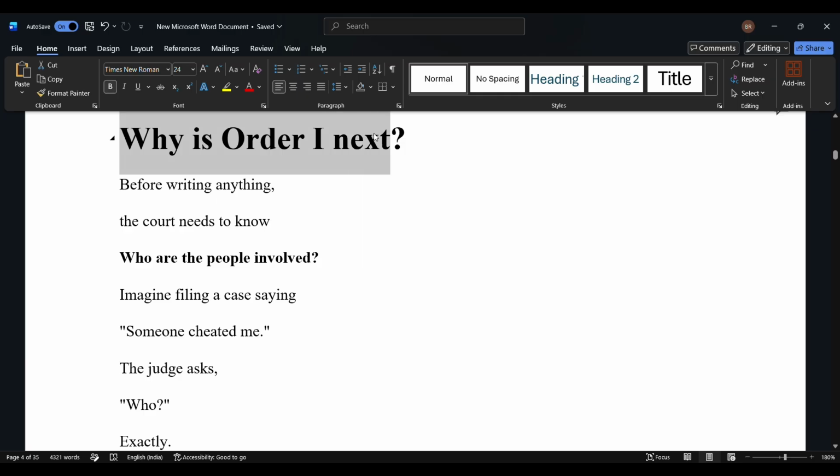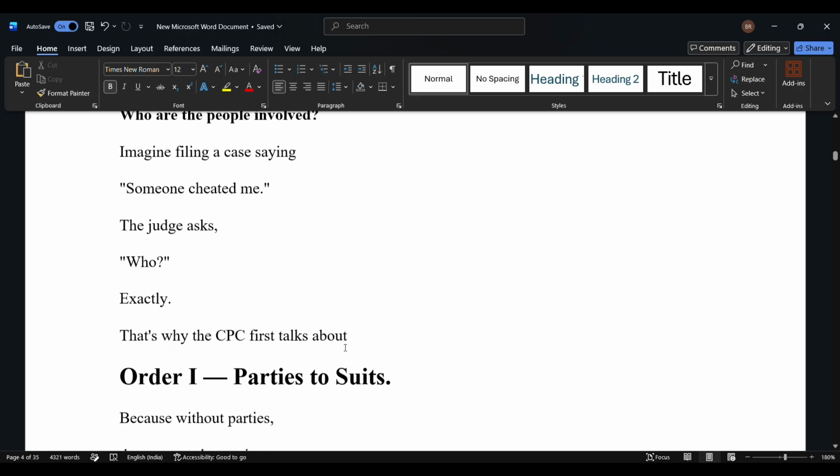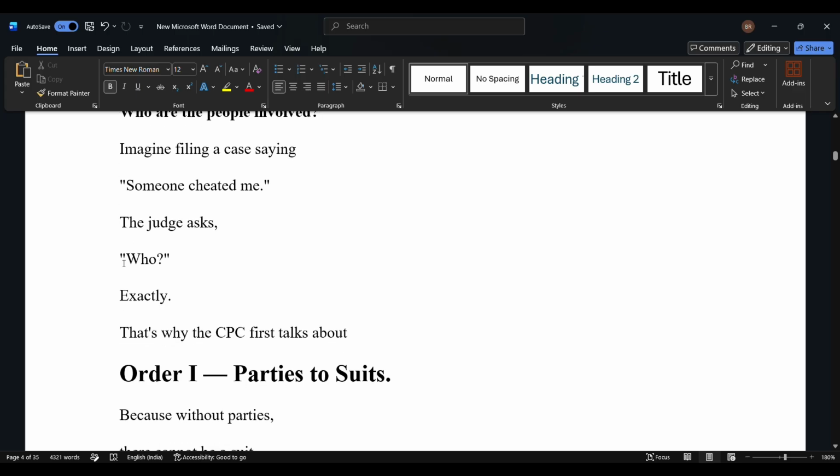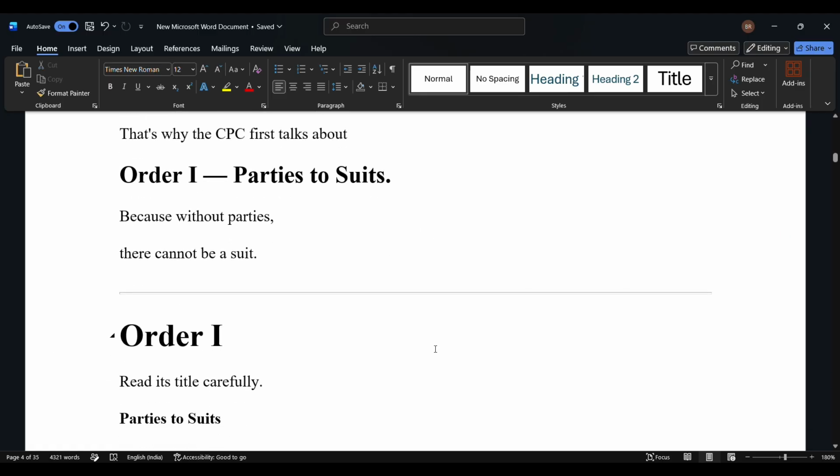Before writing anything, the court needs to know, who are the people involved? Imagine filing a case saying, someone cheated me. The judge asks, who? Exactly. That's why the CPC first talks about Order I, parties to suits. Because without parties, there cannot be a suit.